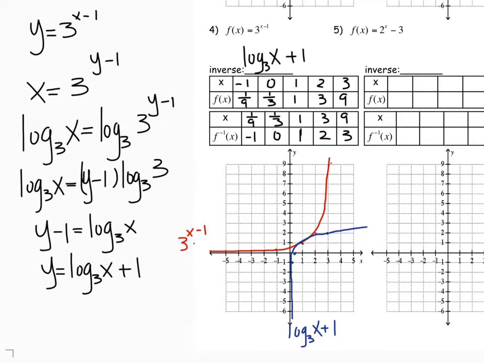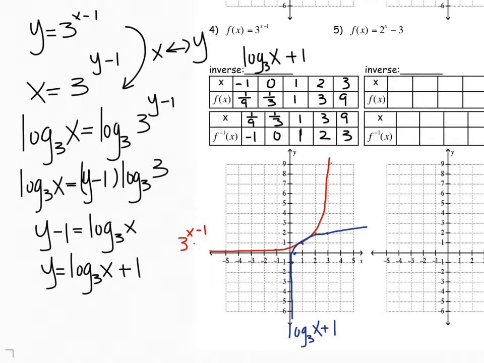Question number 4. Now you are given the exponential function f of x equals 3 raised to the x minus 1 power. To find the inverse, I'll do the same thing. y equals 3 raised to the x minus 1 power. Then I switch the symbol from x to y, y to x. So you have to do this step yourself. Switch the symbol from x to y, y to x. Then again, solve for y.